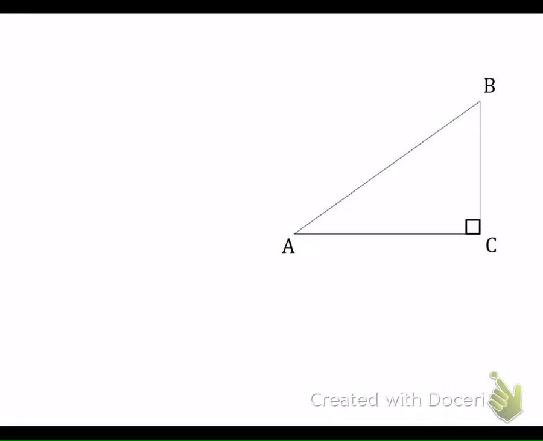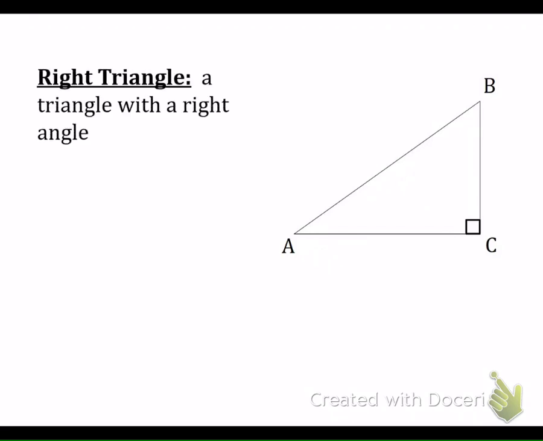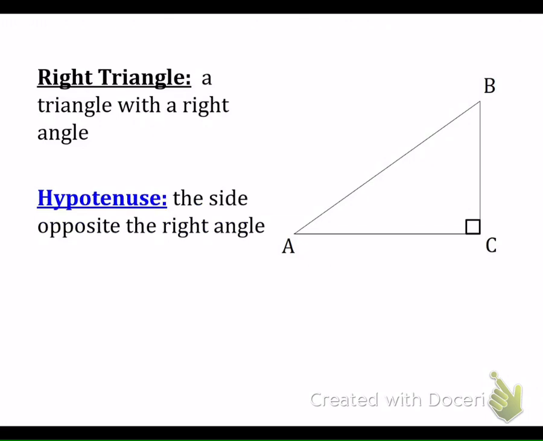All right, so we have a right triangle. Which side is the hypotenuse? AB. Yes, the AB, or the one across from the right angle, that's your hypotenuse. So first you have to start with a right triangle. A right triangle is a triangle with a right angle. The hypotenuse is the side across from the right angle.